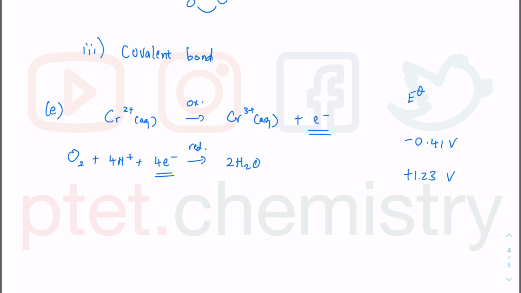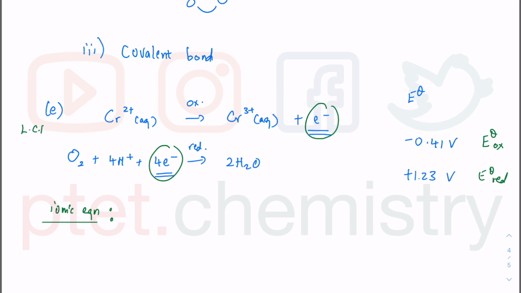It's shown for the reduction, which is going this way, chromium 3 plus plus electron going to chromium 2 plus. But we have identified that as our oxidation. So this is our E-ox and this is our E-red. So going back to your question, they want you to write an ionic equation. So we need to write where the changes in oxidation number get balanced out. This is 4 electrons, this is 1 electron.